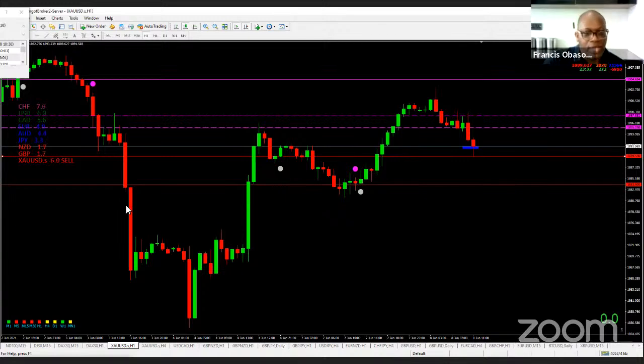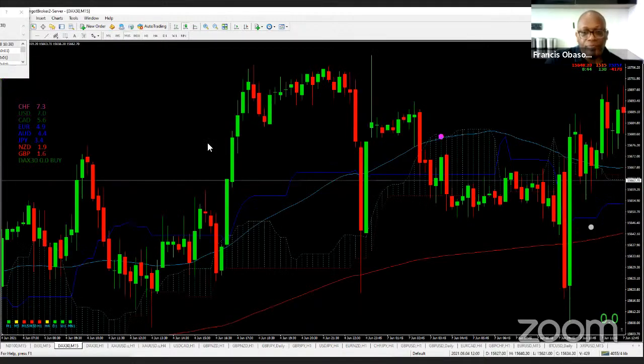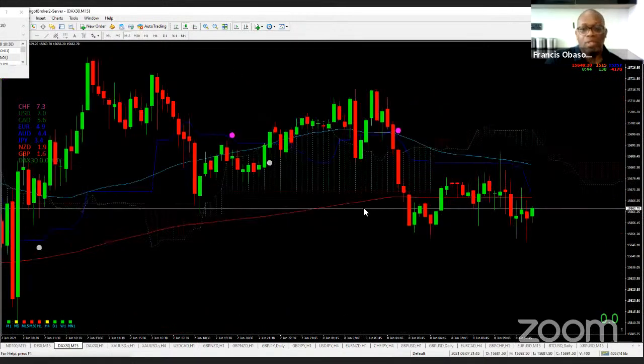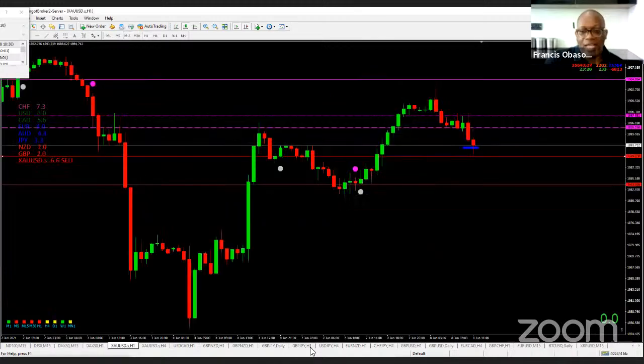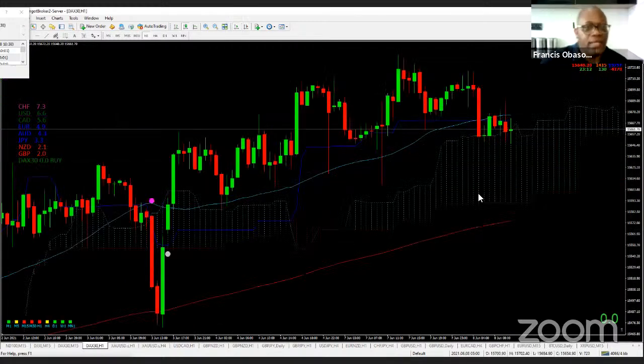Okay, so let's check other assets. Let's check the DAX. So you can see what just happened here. Just in case you think I trade using indicators only, my analysis here was done purely on price action, with no indicators, as it were. Okay, so this is the DAX. I also love trading the DAX.